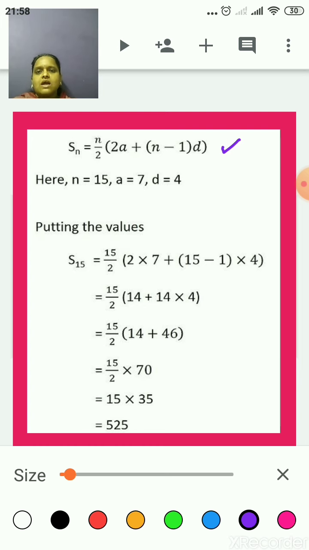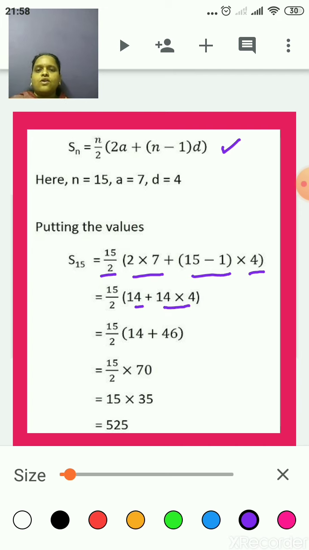Substitute in the formula. Again, if you want, don't look at the solution first, try yourself and check the answer. So substitute n by 2, that is 15 by 2. A is 7, so 2 into 7. N is 15, so 15 minus 1 is 14. So 2 sevens are 14. 15 minus 1 is 14.